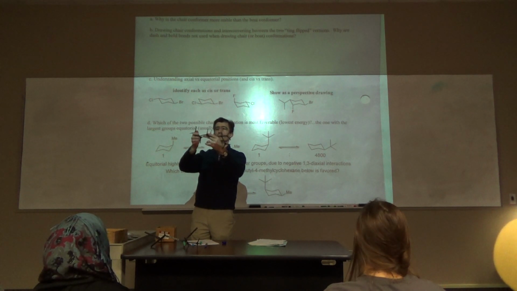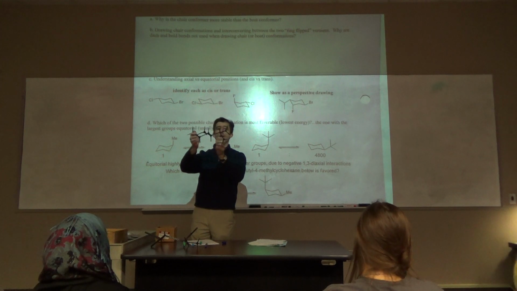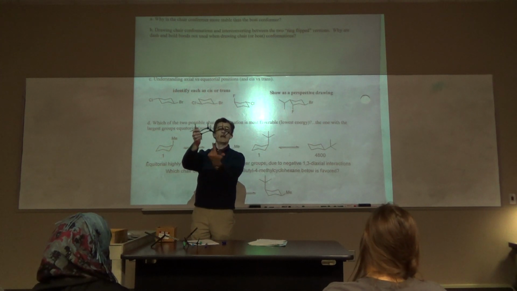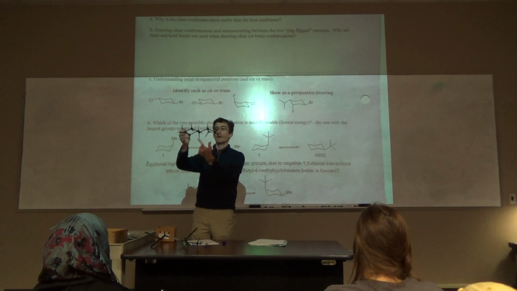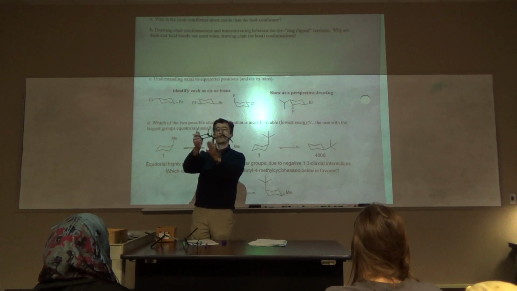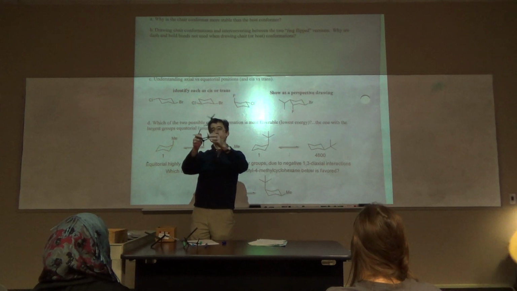It should be equatorial. Okay, see now it's equatorial? And the H is straight down. It's axial. Okay? So which is better? Which chair is best? This one? Or let's go back to the ring flip.